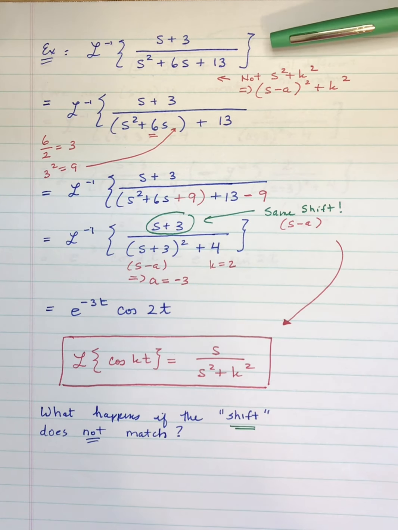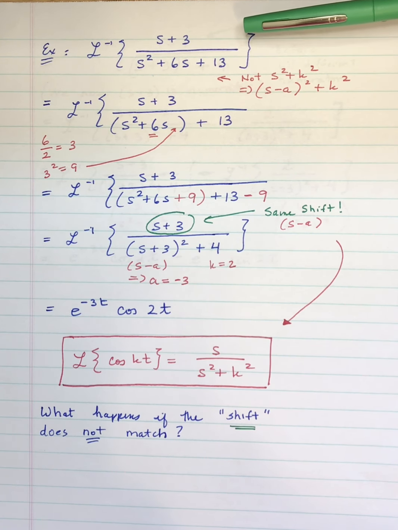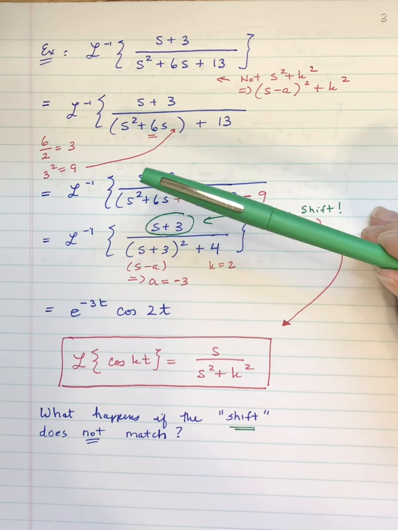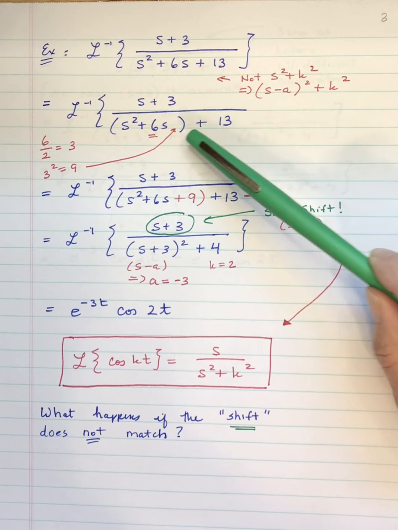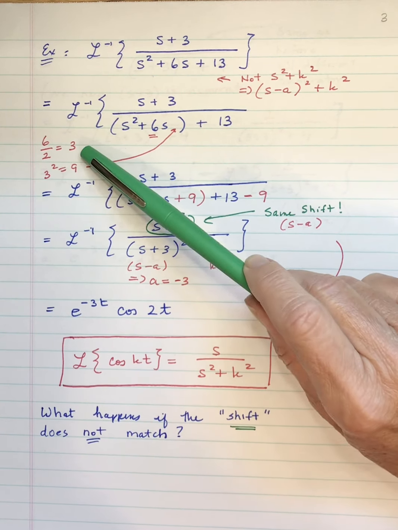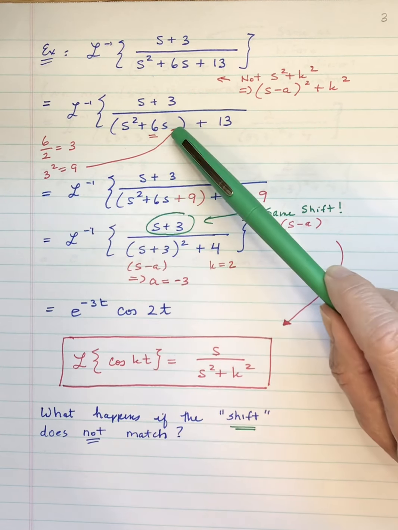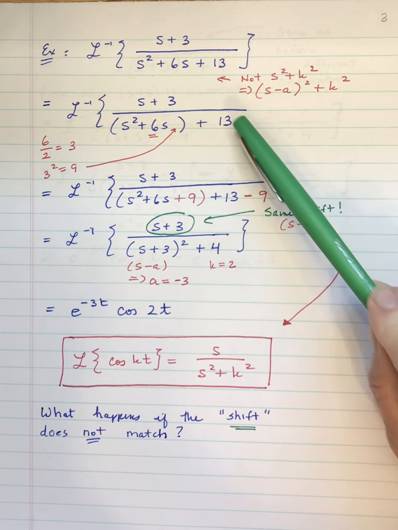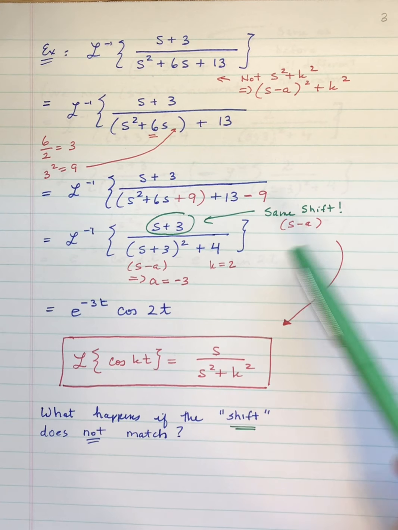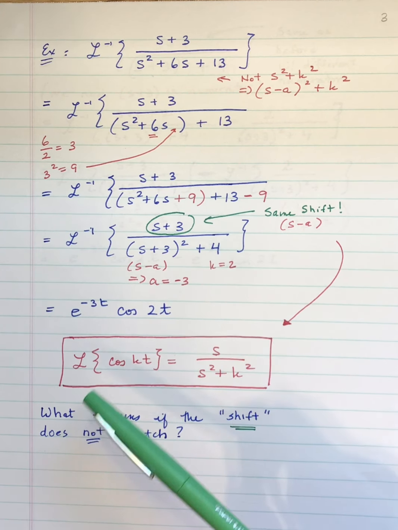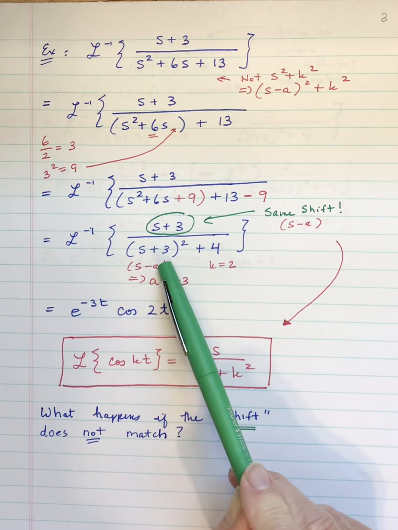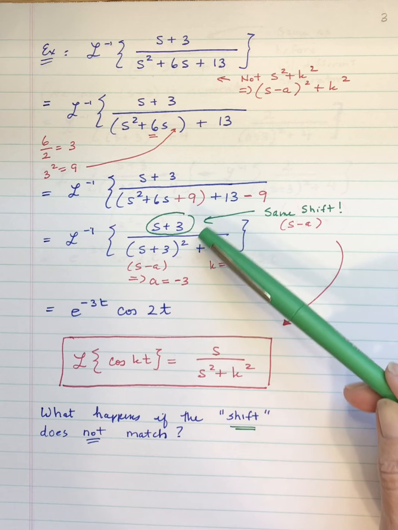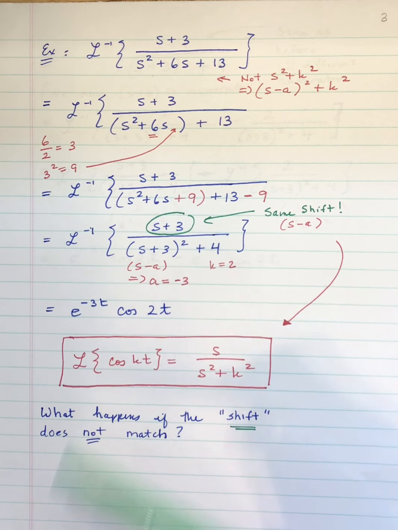What about this one? Again, it's the same idea. Just work with the s squared plus 6s. Take half of 6 to get 3, square the 3 to get 9, so we need a 9 there. We place the 9 there. And of course, we have to subtract the 9. 13 minus 9 is 4. This expression is just s plus 3, the quantity squared. And our numerator happens to be s plus 3 as well. So this shifted term here matches.